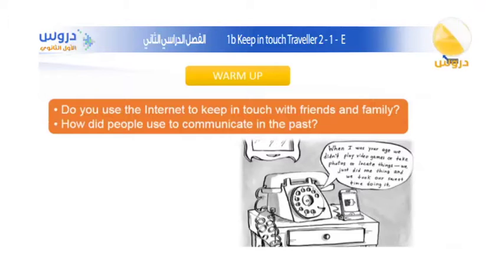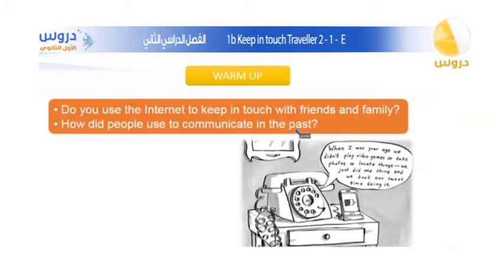Here is a warming up. As you see here, do you use the internet to keep in touch with friends and family? This is a question for you, and you can give me your opinion. Do you use the internet to keep in touch? Yes, of course, with friends and family. So the second question here, how did people used to communicate in the past?